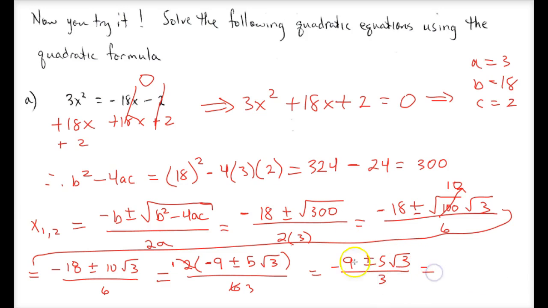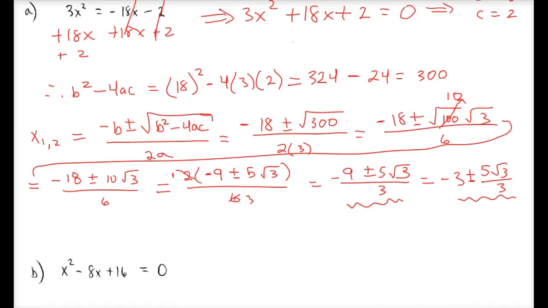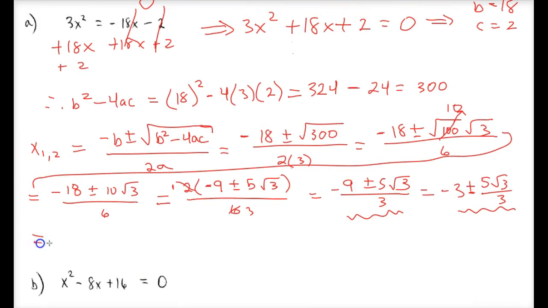And so now from here, if we do negative 9 divided by 3, that would just be negative 3 plus or minus. And if we do 5 times square root of 3 over 3, then we can just keep it just like that. And so this answer or this answer is acceptable. And if we were wanting to split them up into separate answers, then I'll rewrite that. That would be minus 3 plus 5 times square root of 3 over 3, or minus 3 minus 5 times square root of 3 over 3. Okay.